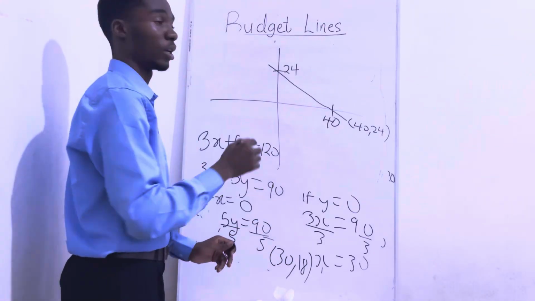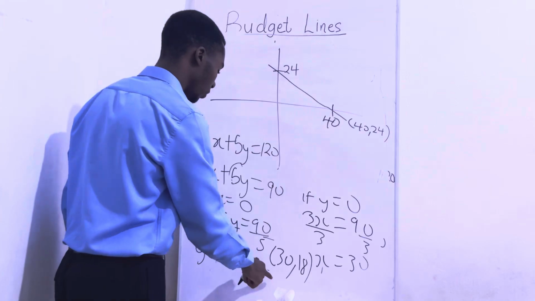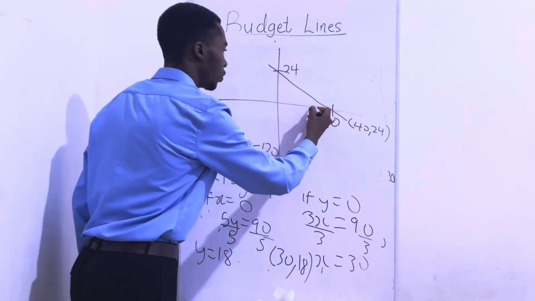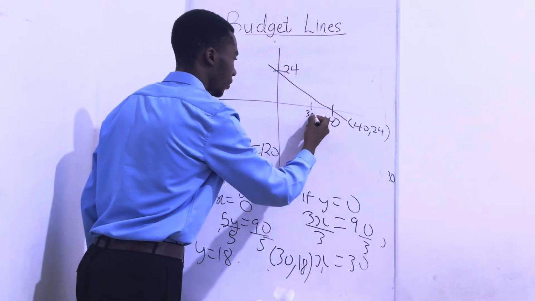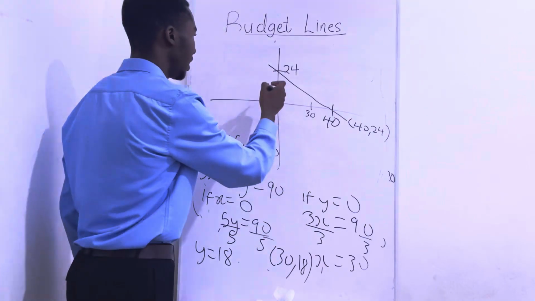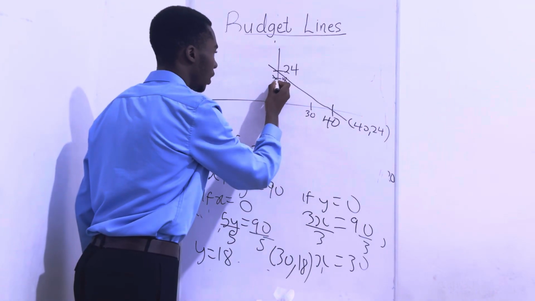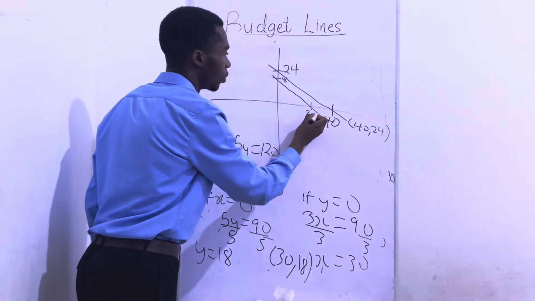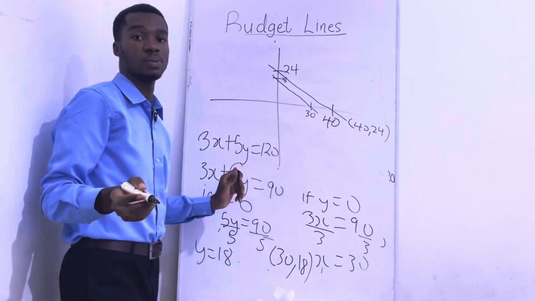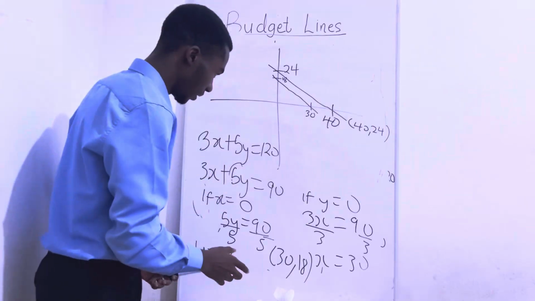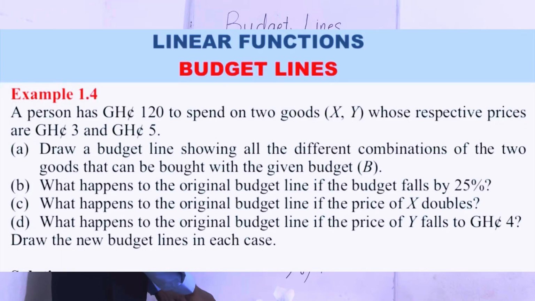Then we also plot it on the graph. So we find 30 on the x-axis because our x is 30. So let's assume 30 is here. Then what is our y? Our y is 18. So we assume that, let's say, 18 is here. Now you just connect the two. That's all. So we are done with the second one. If the budget drops by 25%, that's for the B.